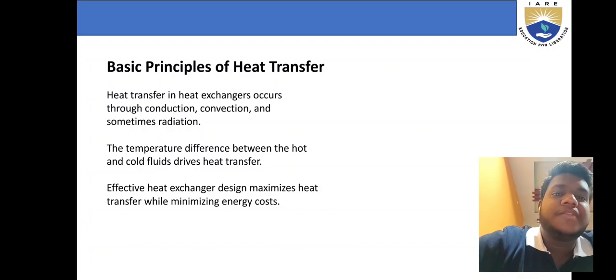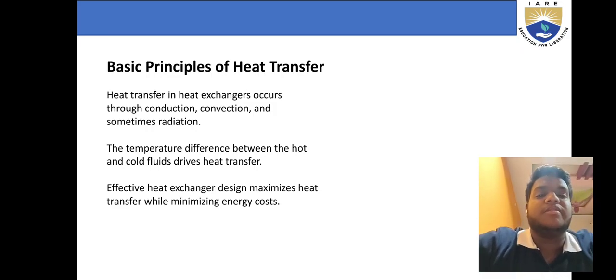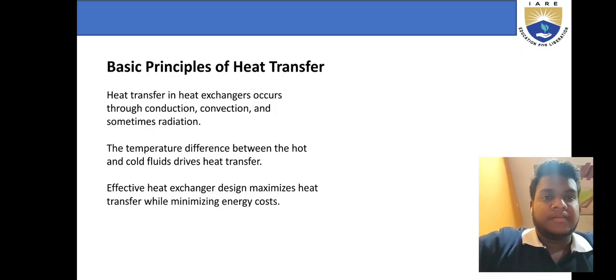Basic principles of heat transfer. Heat exchange occurs through conduction, convection, and sometimes radiation. The temperature difference between the hot and cold fluids drives heat transfer. Effective heat exchanger design maximizes heat transfer while minimizing energy costs.